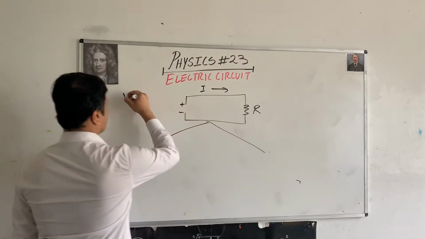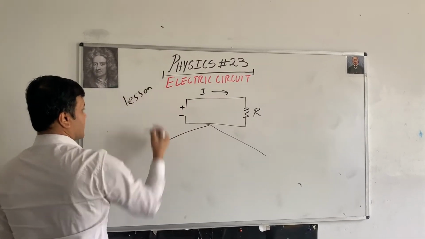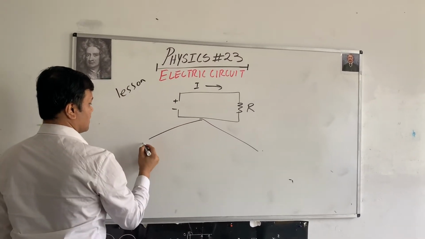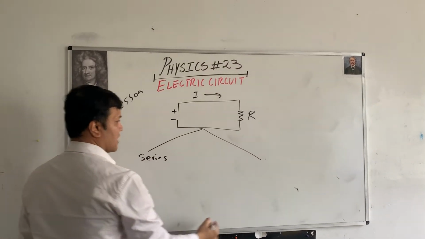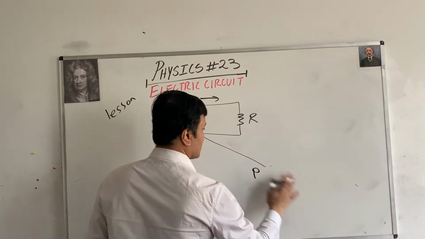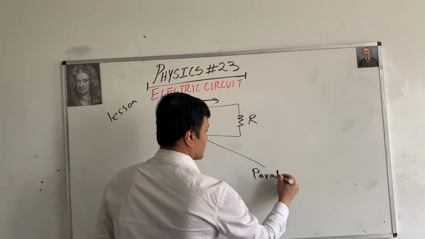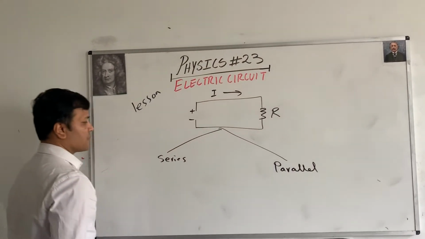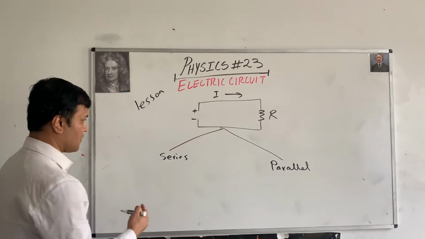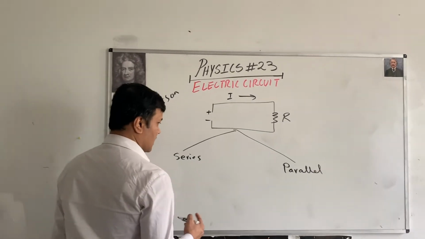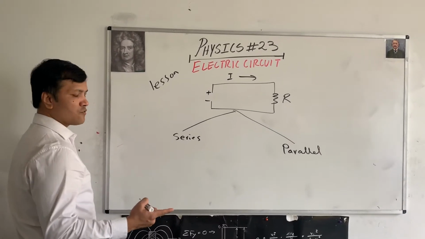Can you write the lesson: there are two types of circuit, series and parallel. How do you spell parallel? Parallel. Series circuit. There are 3 rules for a series circuit. I'm going to give you the rules and you're going to draw the series circuit.